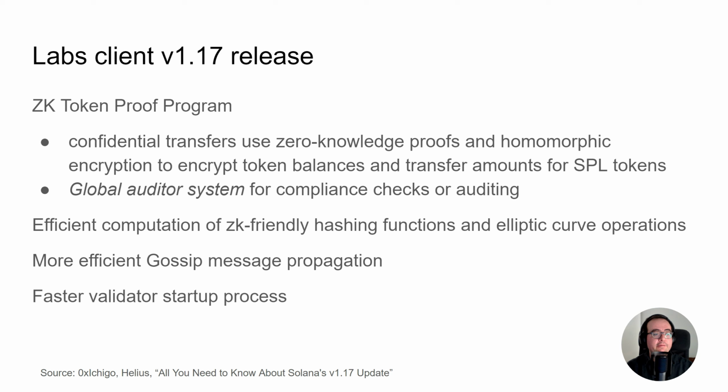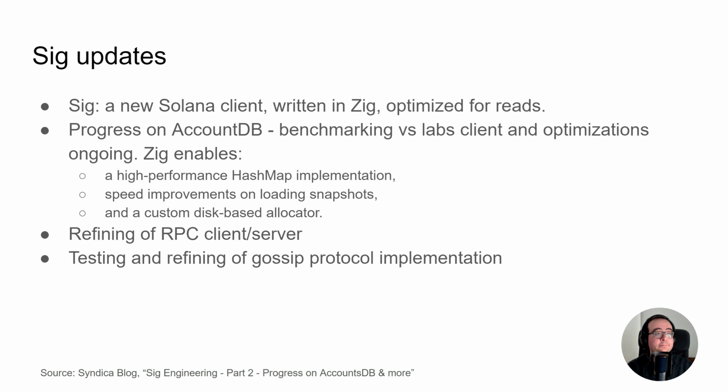Then in this release, we also have more syscalls for efficient computation of ZK-friendly hashing functions and elliptic curve operations, basically making ZK proofs easier, requiring fewer compute units by having these, let's say, precompiles. Then we have more efficient gossip message propagation. This improves network requirements and makes the validator startup process faster. So that's it, and you will find more details in this link from the Helius blog, 0xIchigo, on these improvements.